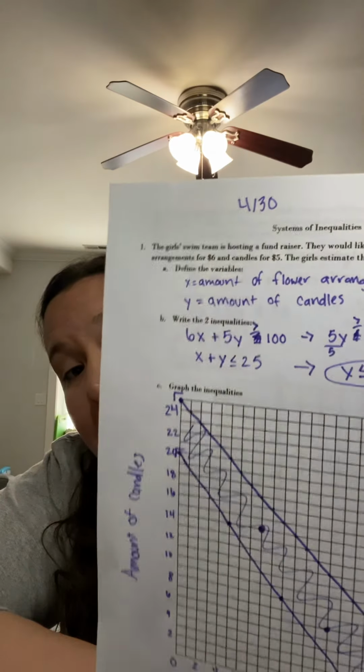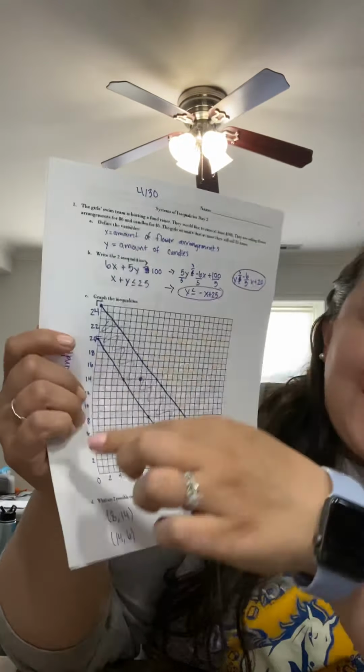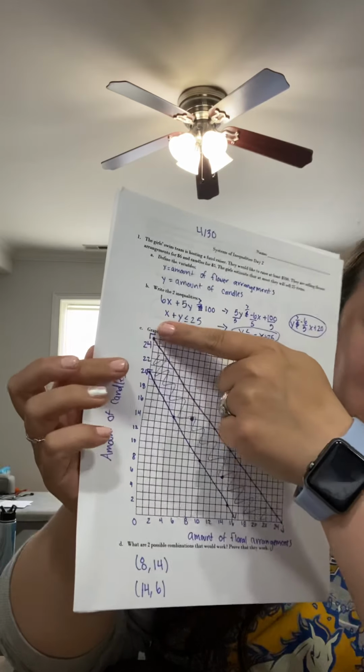All right, so this is just to get you ready. This is the last topic that's going to be on the quiz tomorrow, which is the same as what we did yesterday. It's just more practice of the word problems. So in this first word problem, the girls' swim team is holding a fundraiser. They want to raise at least $100, and they're selling flower arrangements for $6 and candles for $5. And they estimate that they, at most, will sell 25 items. So my two variables are the amount of flower arrangements and the amount of candles. Because the first one I labeled as X, that's my X-axis. Because the second one I labeled as Y, that's my Y-axis.